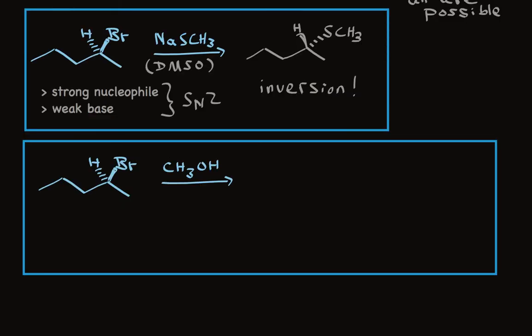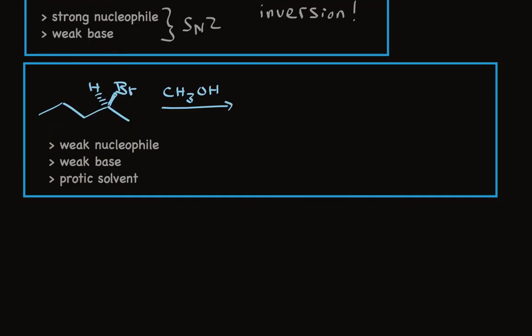When the same substrate is simply treated with methanol, now we're looking at a weak nucleophile, a weak base, a secondary substrate, and notice that because methanol is also the solvent, we have a polar protic solvent. This definitely promotes the SN1 reaction, but we'll see some SN2 reaction too. We should expect a mixture of reaction mechanisms. SN1, probably the major pathway, and SN2.